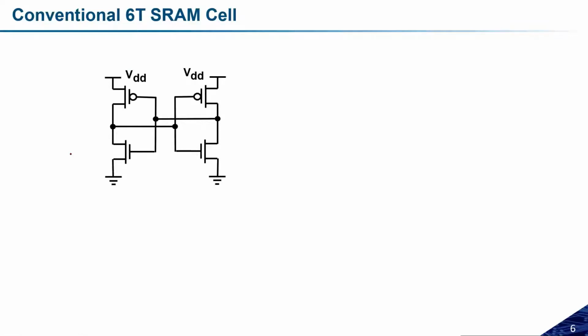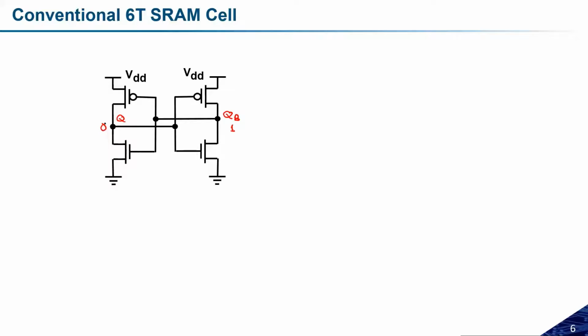Now let us see. Let us consider this storage node is Q, and this storage node is, by default, Q bar, because both the nodes are complementary to each other. So Q and QB. Suppose I have stored logic 0 at Q. If logic 0 is stored at Q, it means QB is at logic 1.